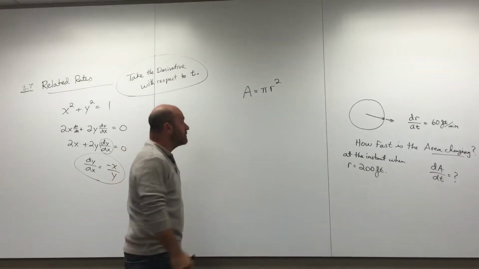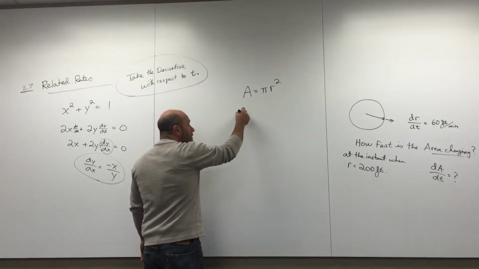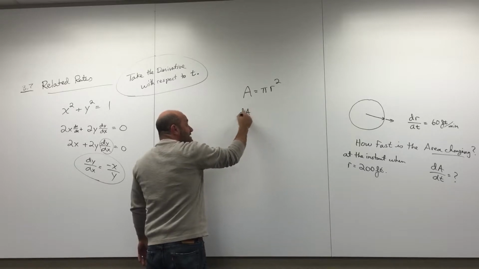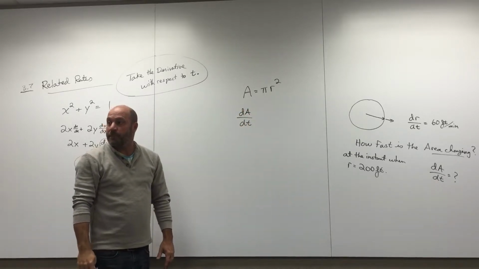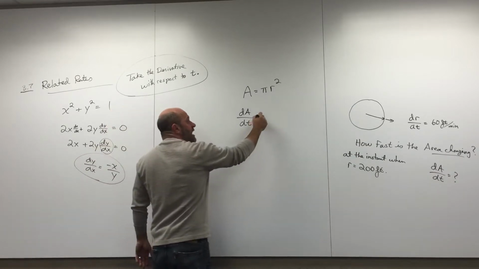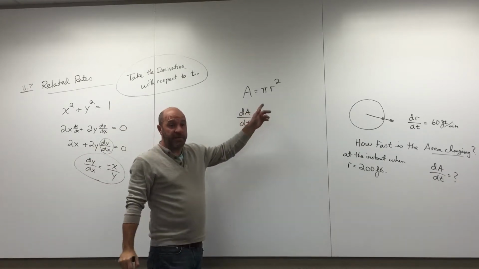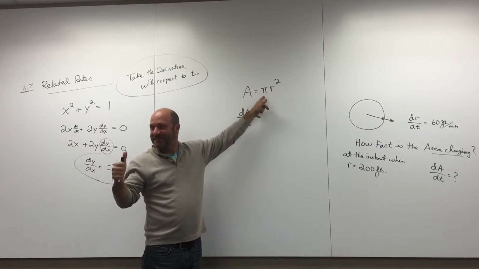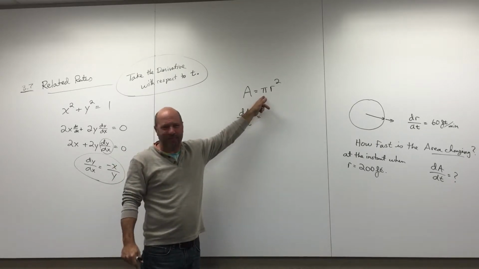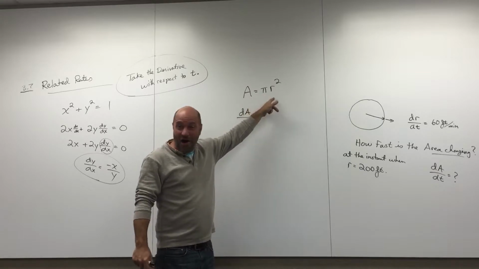You write dA/dt. That's how you do its derivative with respect to t. Go across the equal sign and do this derivative, please. Now, pi is a number. Sometimes students get a little confused that it's not a variable. Pi is a number. r is the variable.